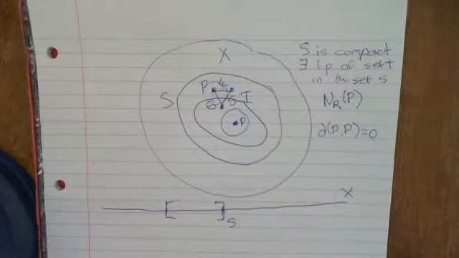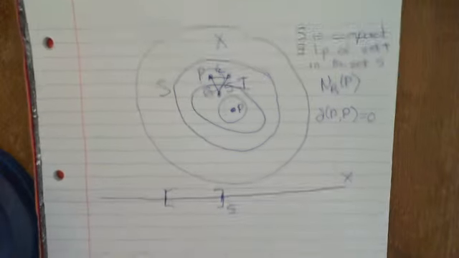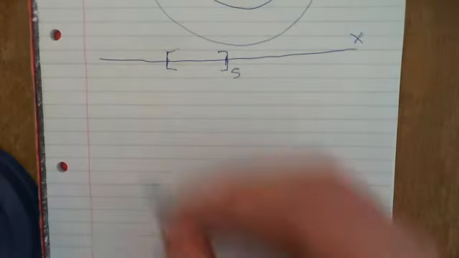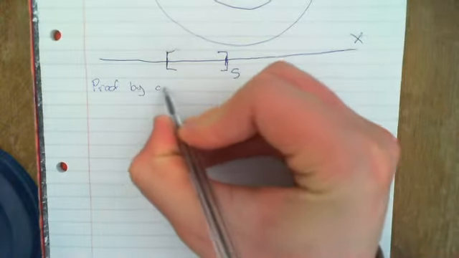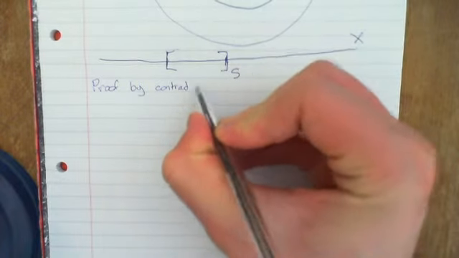Okay, so the way we're going to prove this theorem is we're going to do a proof by contradiction. So we don't need this drawing anymore, we just need our real number line now. A proof by contradiction. So I'm going to assume the opposite of what I want to prove.